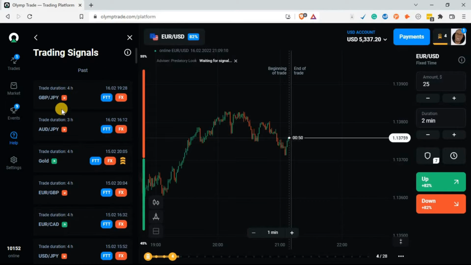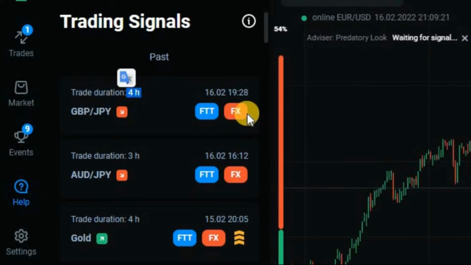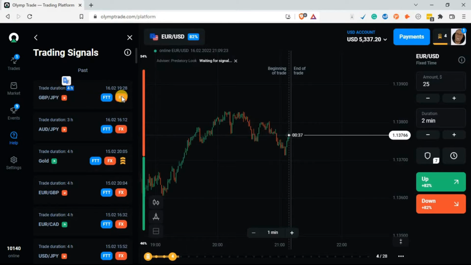So the trading signals contain the asset that you are supposed to trade, the prediction, and the trade duration, right? And also these two mean that it works for fixed time trading and forex. So you can decide either to trade this signal under the forex, or you can use the FTT. If you are using FTT, then you have the recommended trade duration and the direction of the trade. All you have to do is just to decide.